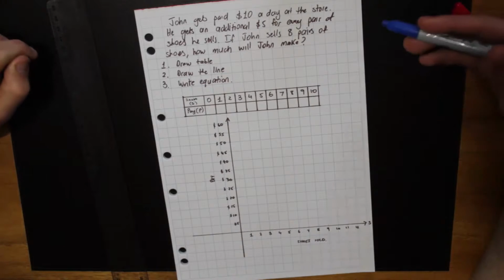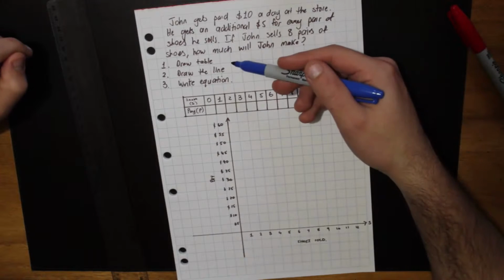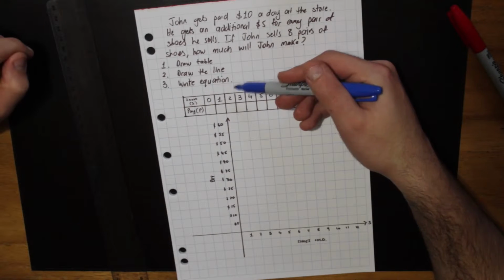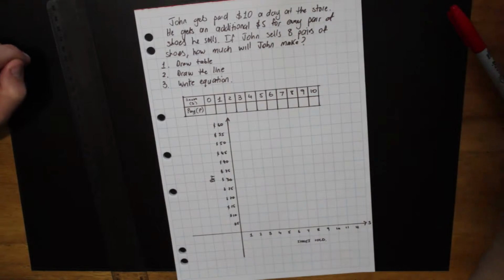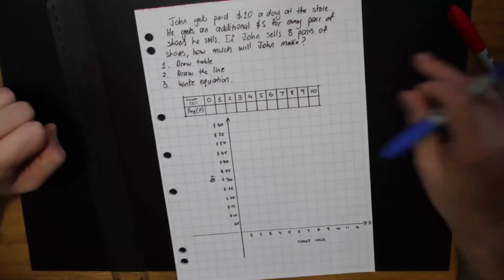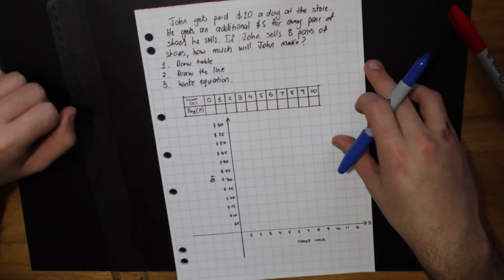Now, it's asked us to do a few things here. Draw a table, draw a line, write an equation, and it's also asked us how much he'll make after selling 8 pairs of shoes. Now, I've started to draw some things up here. So first of all, let's draw the table.